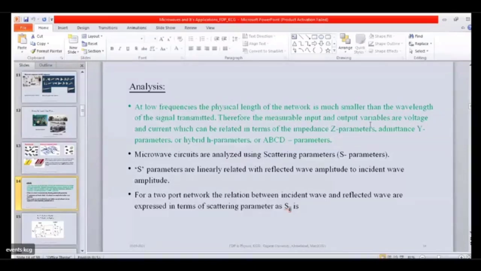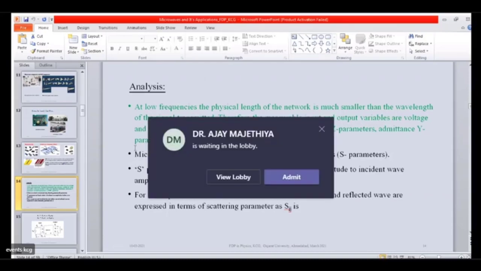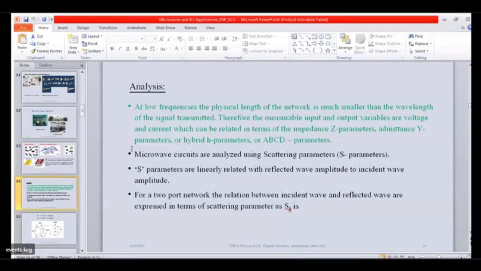Okay, and there are various formalisms like the Z parameter formalism, Y parameter formalism, H parameter formalism, or ABCD parameter formalism. Right? But this circuit analysis approach cannot be used at microwave frequencies. Right, because now we know that at microwave frequencies we are dealing with the fields rather than the currents and voltages. We are dealing with the electromagnetic fields and the energy propagates in the form of waves. So we have to use the wave approach for analyzing the microwave circuits. Right. So now we need to have a different formalism, and this formalism is called scattering matrix formalism, and elements of the scattering matrix are the S parameters or the scattering parameters.